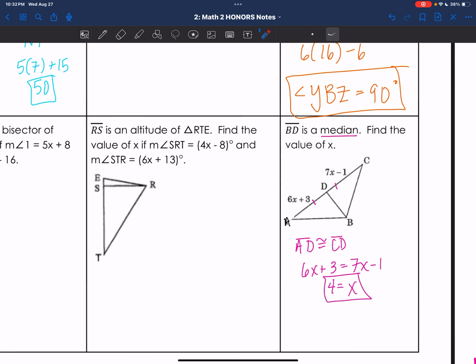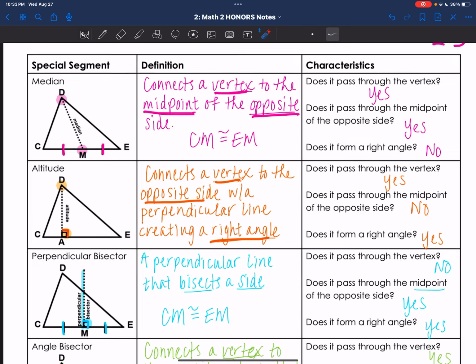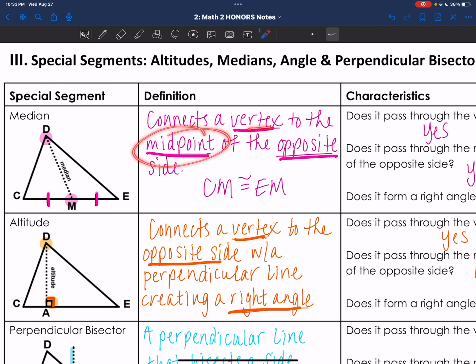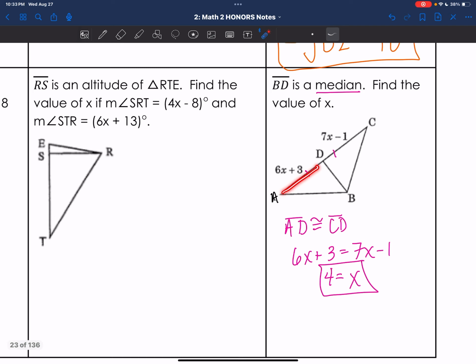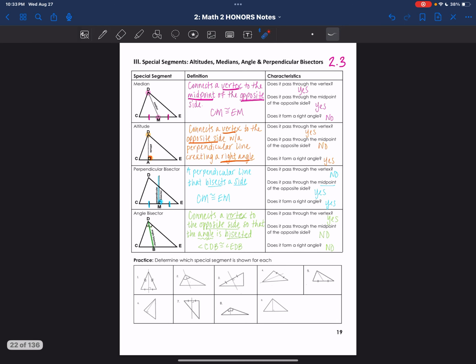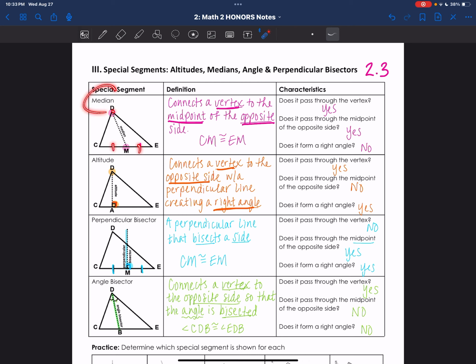And then this last one is a median, since we haven't really talked about that one. For median, again, we're going to look at our notes. A median connects the vertex to the midpoint of the opposite side. So it's not necessarily 90 degrees, it's just to the midpoint. If you have a median, I know this side is going to be congruent to that part. So you're going to take 6x plus 3 and set it equal to 7x minus 1. Once you do that, you have x. The biggest part is just remembering: if it's the vertex and a midpoint, it's a median.